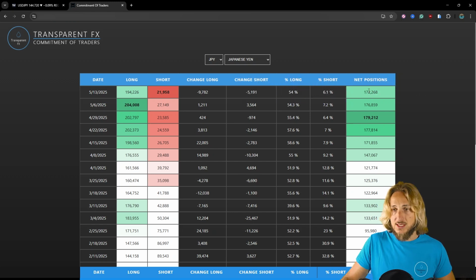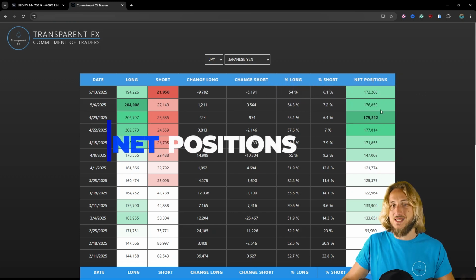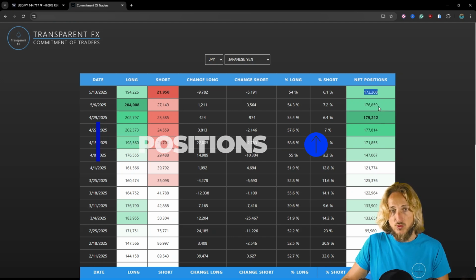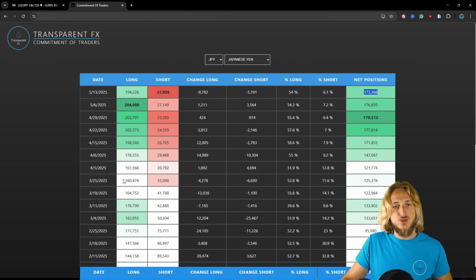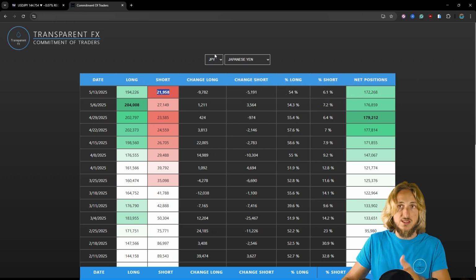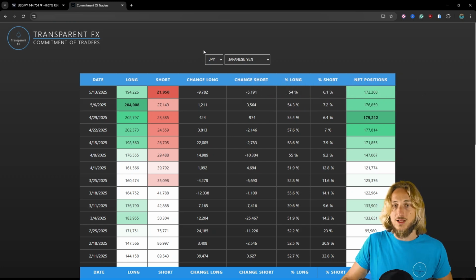And that is exactly what is happening because net positions are getting massively increased. We went from 122 to 172K net positions, with institutions increasing their longs and decreasing their shorts, with longs now sitting at 194K and shorts at only 21K. So institutions have been longing JPY USD aggressively, so shorting USDJPY, which is what we're currently analyzing.